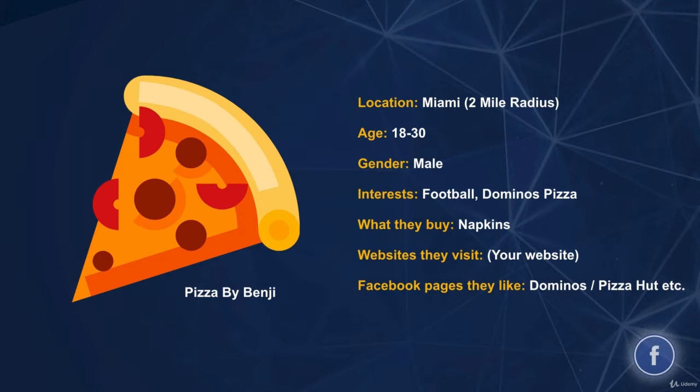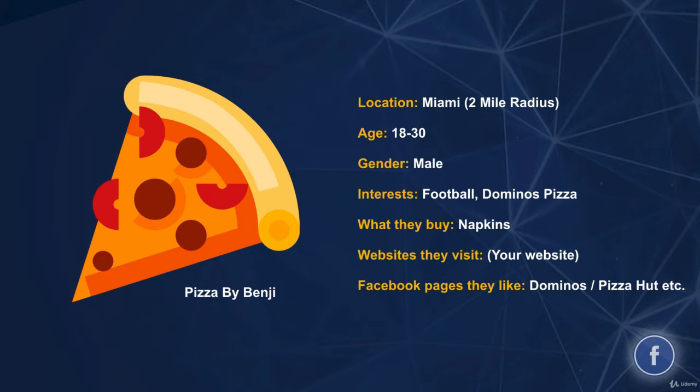You can also target what they buy online. If they bought napkins, I'm not really sure about this one. I've just thrown napkins in, but you can sort of reverse engineer what other people are going to buy. If it's going to be complementary products or even similar products, it could just be that they buy Domino's pizzas, and then we run an ad saying we're half the price of Domino's, but twice as valuable, and they're going to come and buy from our store.